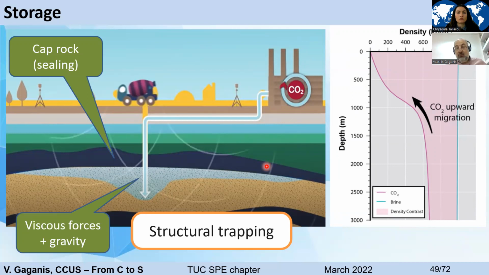Okay. Now, what are the forces that apply in this effect? It's only viscous forces and gravity. Viscous forces are due to the fact that we inject the CO2, so we apply pressure. We cause those viscous forces due to the flow of the CO2. Gravity is there due to buoyancy. It is the reason why CO2 stays at the top, where saline water remains below.